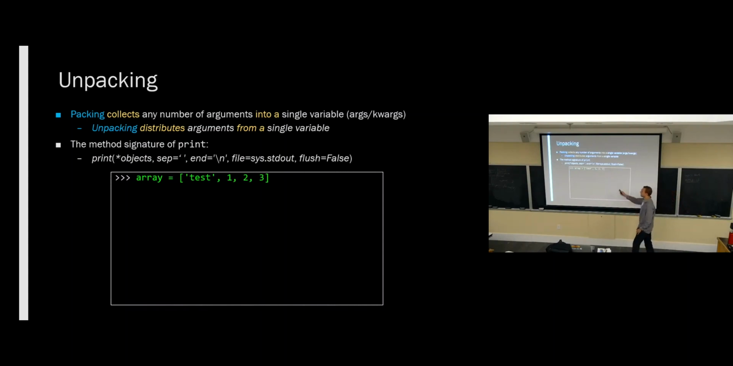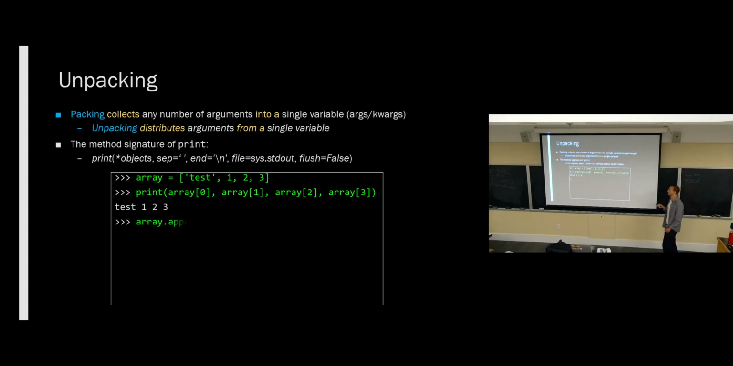So what if we wanted to print every element in this array with one call to print? Well, we would have to access every element of that array and put it in print. That's the only way we could do it. We could loop through the array and call print on each thing, but with one call to print, that's the only way. Except that we have unpacking.